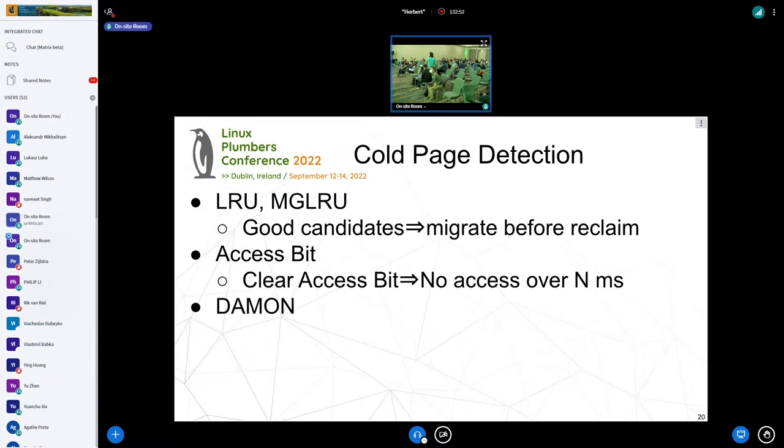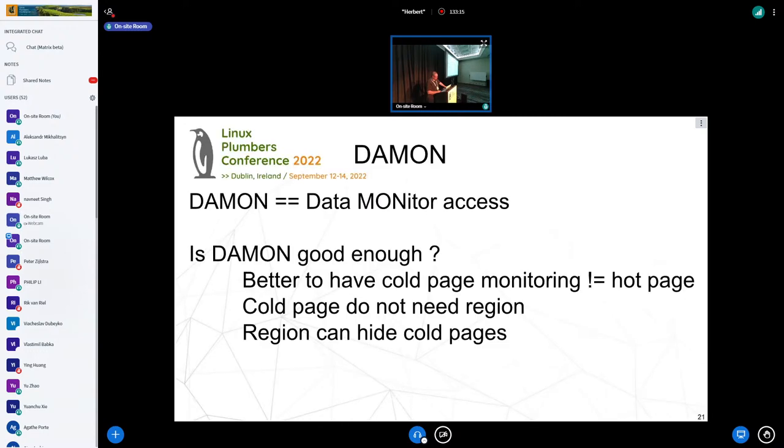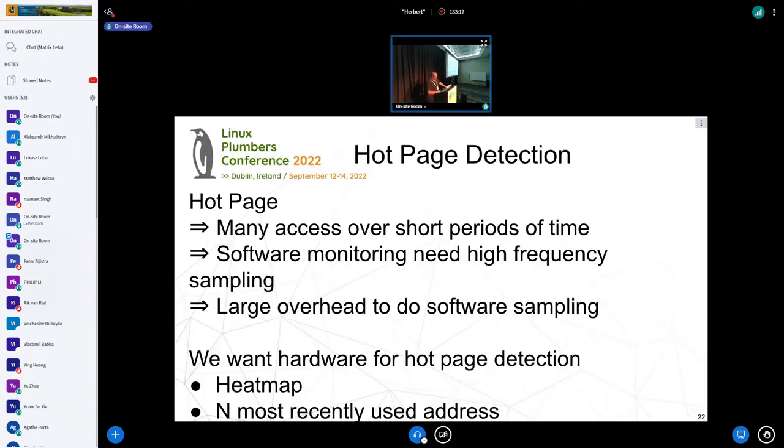I want to point out one thing: for cold pages, the access bit is good enough. Because for cold pages, we're looking at a page that has not been accessed for a long time. So if the access bit is clear, we clear it, we look at it next minute. And if nobody has set it again for one minute, we know the page is cold. So for cold pages, it's really nice. But for hot pages, it's kind of a different topic. And that's where we want the hardware people to help us. If we talk about hot page detection, that's where we want hardware, I think.